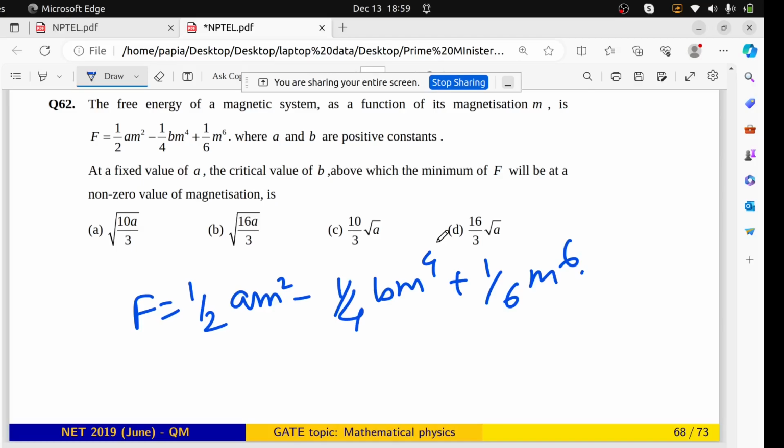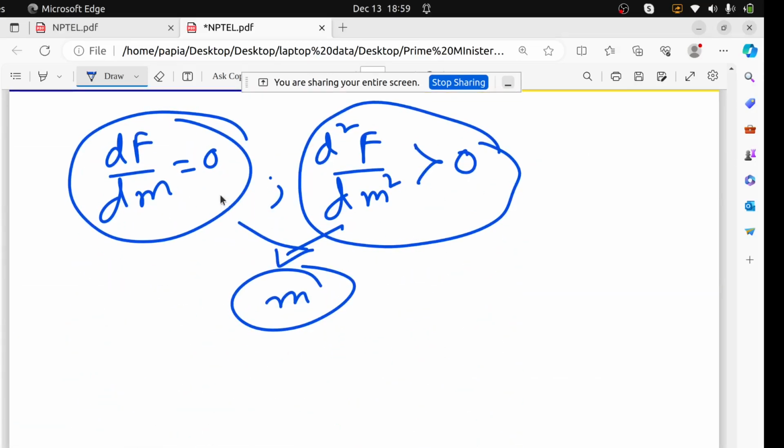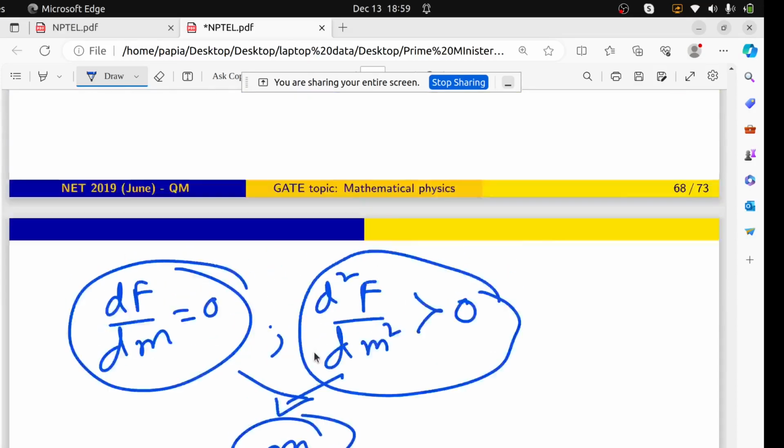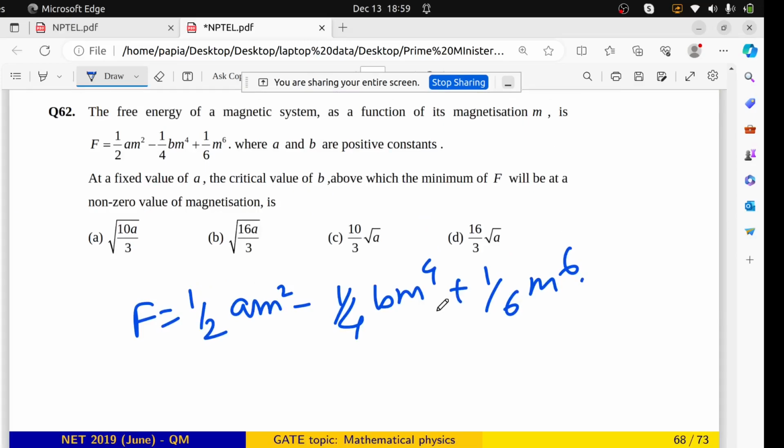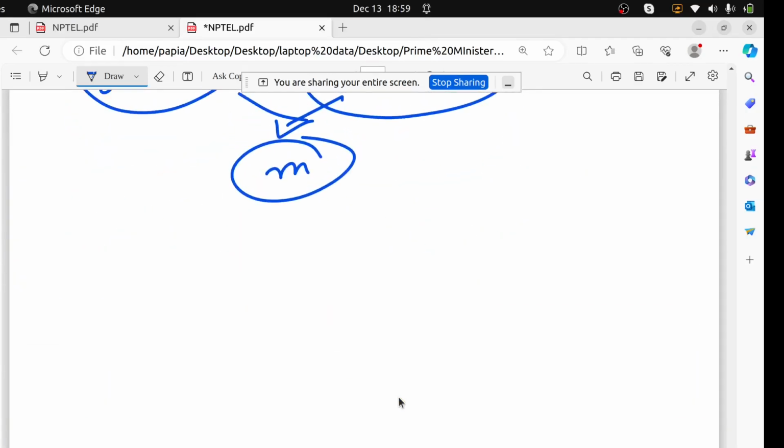Do you got the point? Simply we will put dF/dm equals to 0. Then we will have some solution of m. Then again we have to put d2F/dm2 greater than 0. This condition will give a specific value of m. And we have to calculate which one is the specific value. Okay. I can do maybe the first one also.